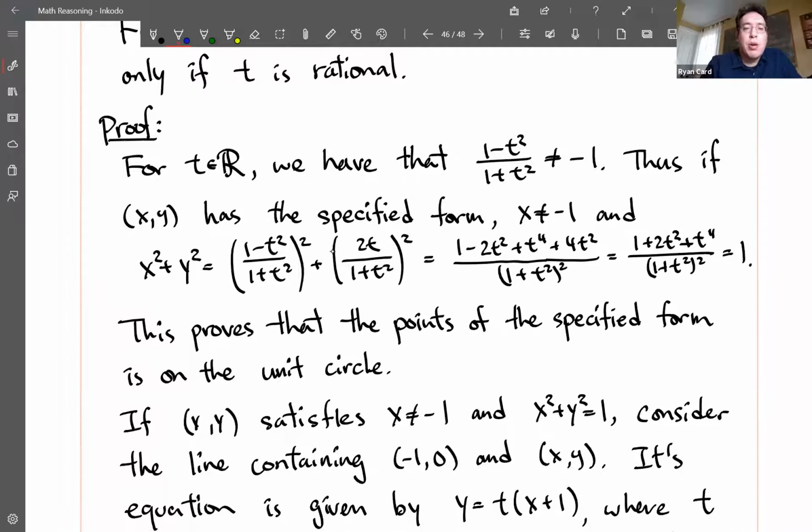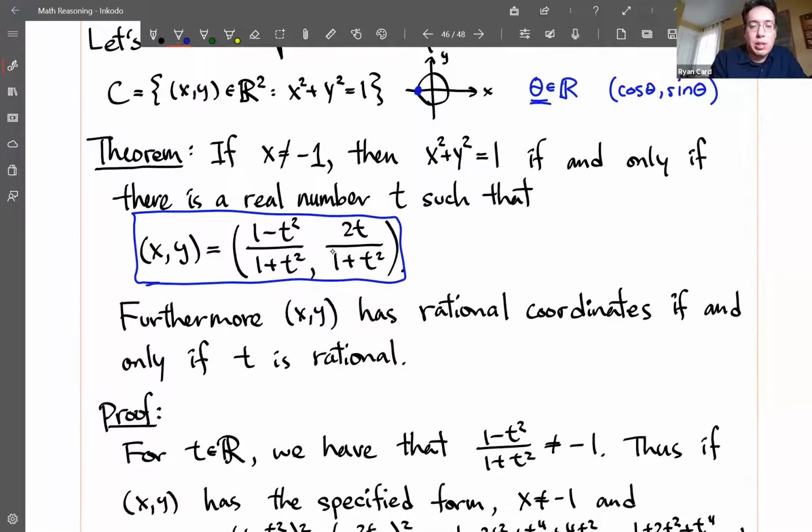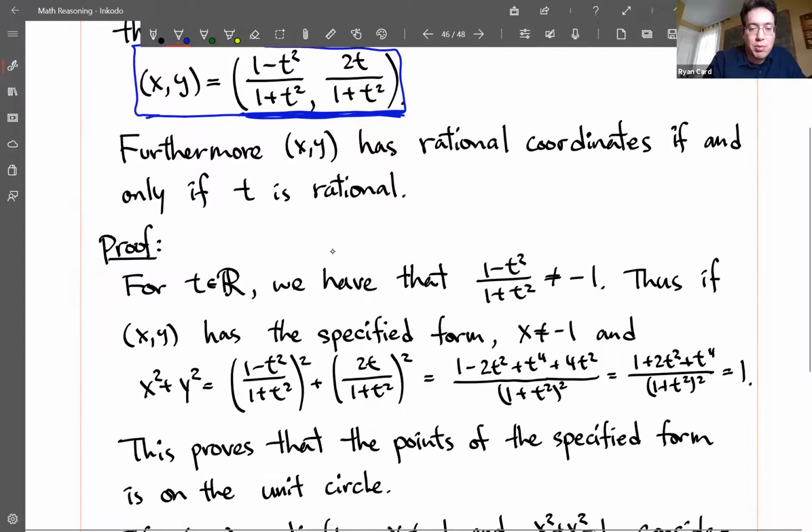Okay, so let's go one direction. I want to show that these types of points are the same thing as points that satisfy this equation. I have to go both directions because this is an if and only if type of theorem. So I want to go this direction first: if it's in this form, then it's on the circle. And after I prove that, I'll go the other way: if it's on the circle, then it can be written in this form.